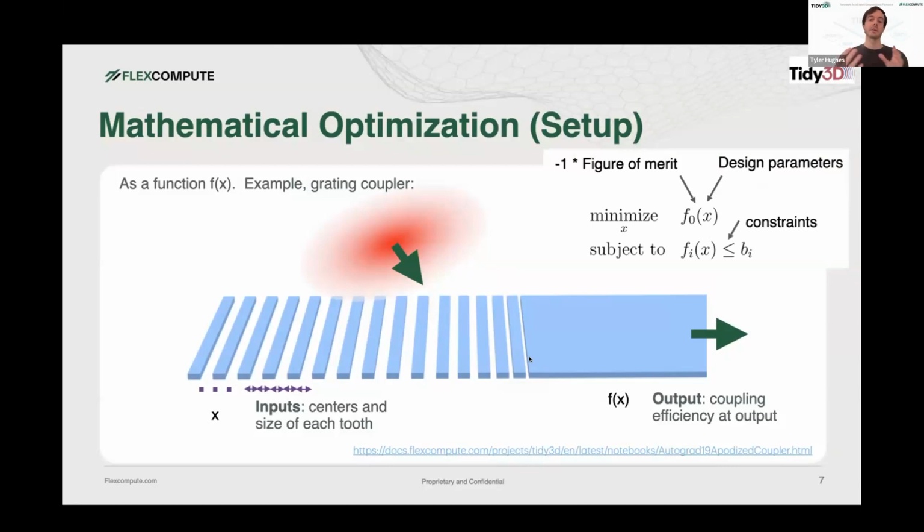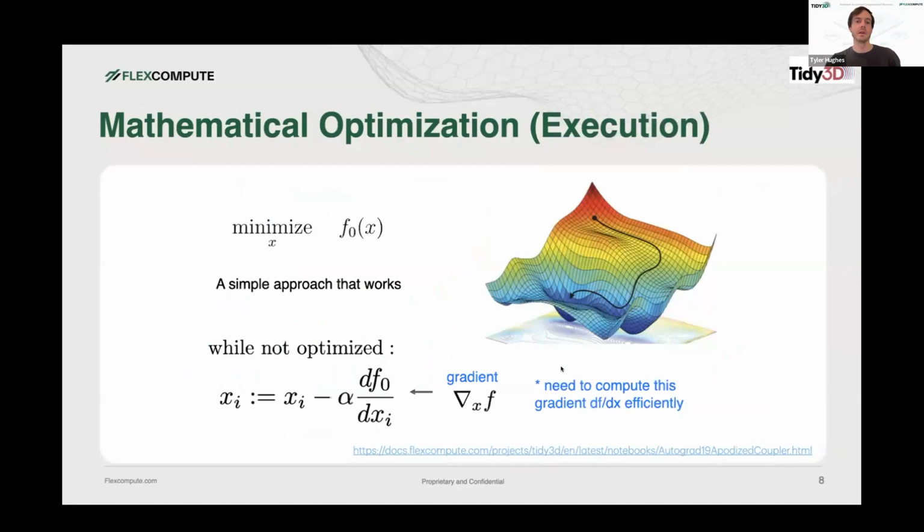So find the x that maximizes the coupling efficiency, potentially subject to some constraints. For example, one constraint might be if the grating teeth ever cross, then that's not allowed. So all of inverse design can be framed in this context. Now, once you've set up the optimization problem, then you just solve for f of x, or solve for the optimal set of design parameters.